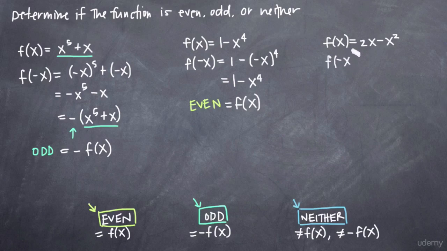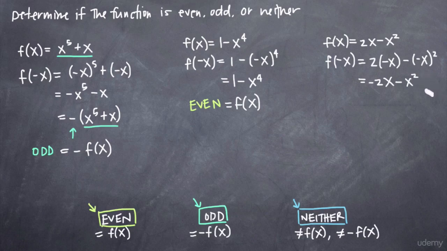Again, as always, we'll plug in negative x for x. That's always how we make our determination of even, odd, or neither. So we'll see that we get 2 times negative x minus negative x squared. We'll simplify this as much as we can, and we'll get negative 2x minus this negative x squared. That negative sign inside the parentheses will go away, and we'll be left with x squared.